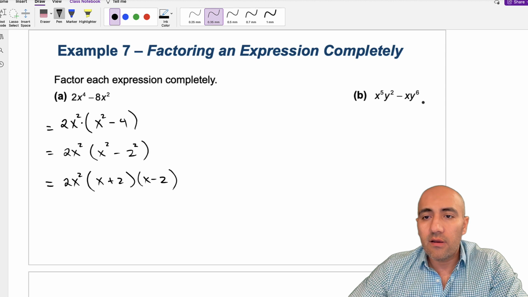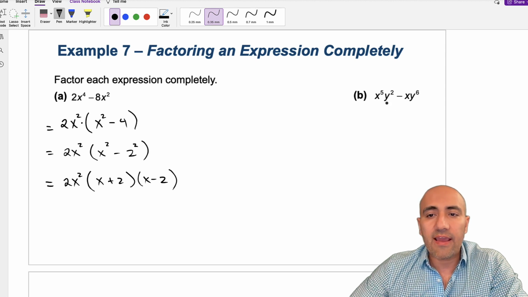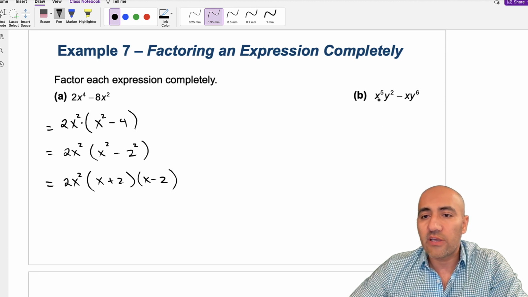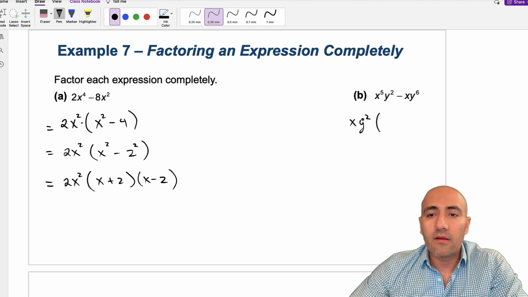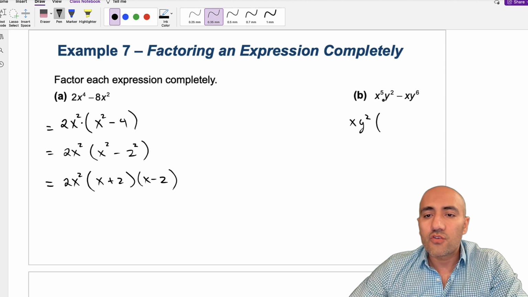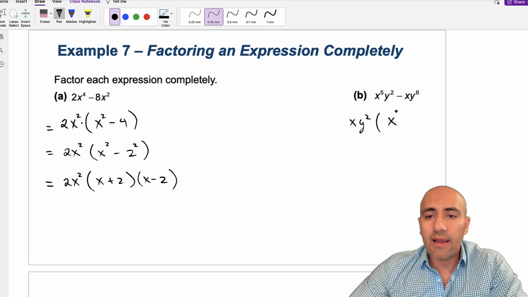Same thing with this one. The first thing I'd want to do is factor out what they have in common. They both share one copy of x, and they both share two copies of y. So x and y squared are the common terms I can factor out. So this becomes x to the power of 4 minus y to the power of 4.